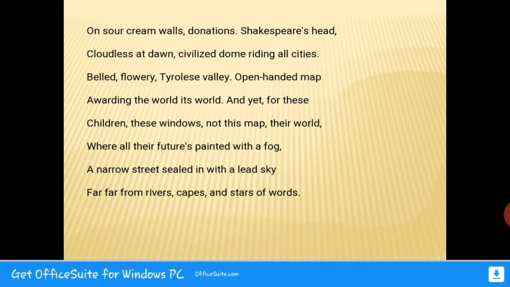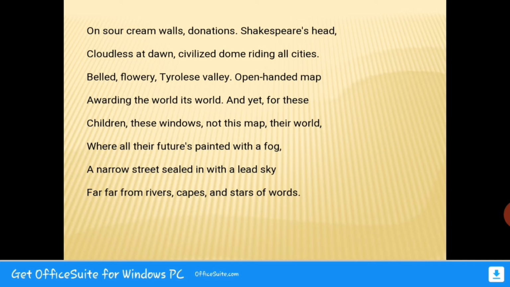It is squeezed and suppressed under the so-called civilized domes. The children here are unaware of the beauty of the sky at dawn. The poet goes on to use expressions such as belled flowers, Tyrolese valley, to show the natural beauty the children are deprived of. They spend their entire lives on slag heaps. Unfortunately, their world is untraceable on the map.